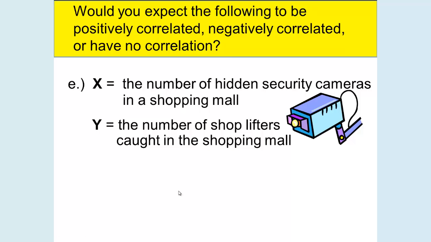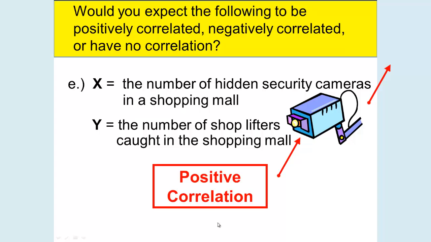X is the number of hidden security cameras in a shopping mall. Y, the number of shoplifters caught in the shopping mall. Well, as you increase the security cameras, what's going to happen to the number of shoplifters caught? X increases, so Y would increase. So they're both doing the same thing. We have a positive correlation.